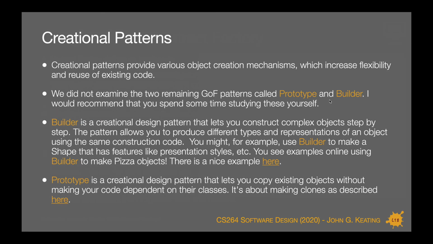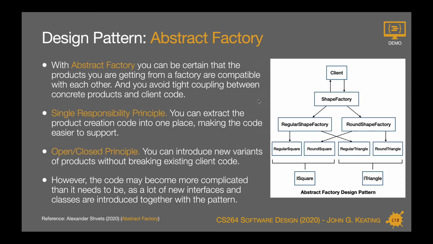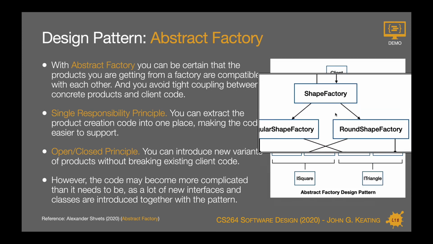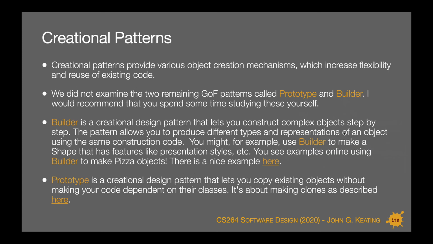Okay, so kind of summary of creational patterns then. They provide various object creation mechanisms. They increase the flexibility and reuse of existing code. We didn't examine the two Gang of Four patterns called prototype and builder. And I'd recommend that you spend some time studying these yourself. So key things for you, you really need to look at the factory, the abstract factory implementation of that shape diagram in the previous one here. And also, you need to do this to be sure you get it, okay? Maybe look at prototype and builder.